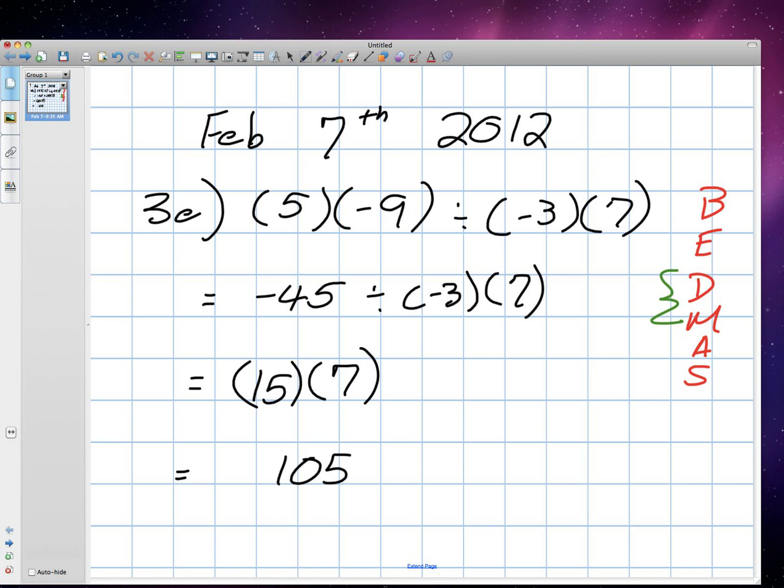Okay? I know those brackets can be confusing. We deal with simplifying what's inside of the brackets. So because inside of these are all simplified, there's actually no brackets. All they mean is a multiplication question.